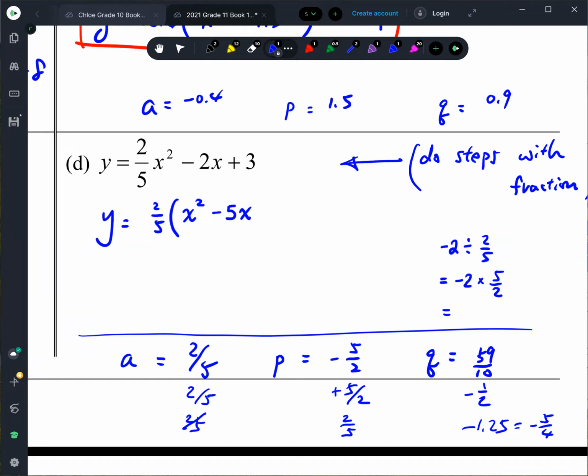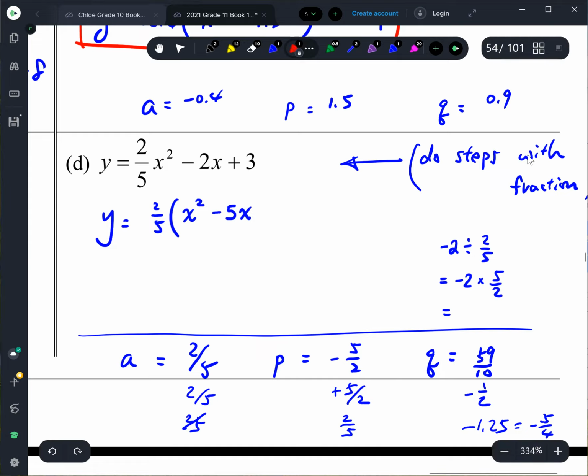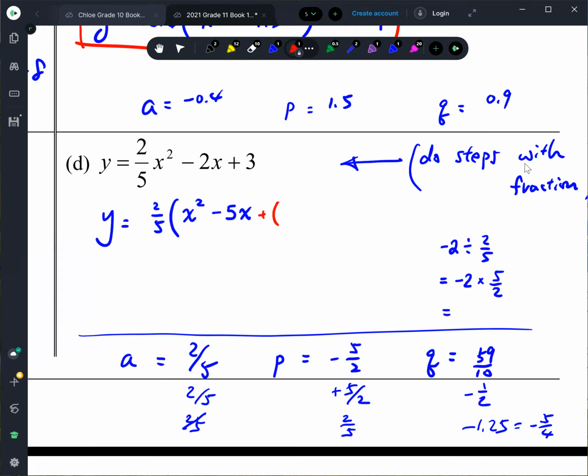Okay. All right, Wilson, step 2. Sorry, my mic was muted. Step 2. What do we do? Is it plus bracket -2.5 bracket squared? Keep the fraction, please. Plus -5/2, and then bracket squared, okay.